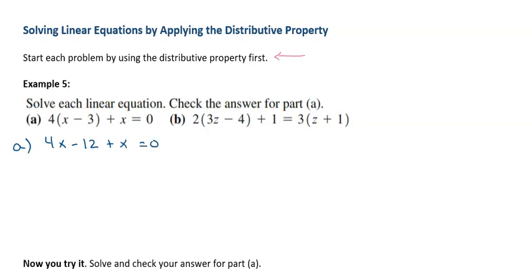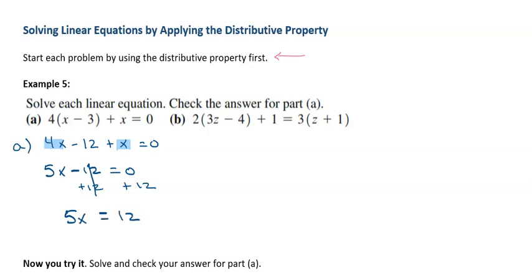So we're going to combine the two x's, and you can highlight or you can underline, but I do recommend going through and finding all the like terms and doing something similar with them when the equations get complicated. So we get 5x minus 12 equals 0. We're going to add 12 to both sides, and now's the time for using the addition property. And you get 5x equals 12.